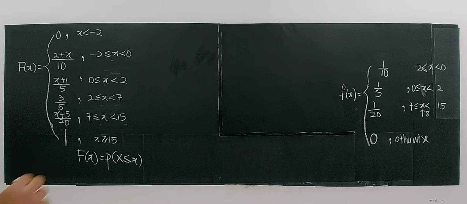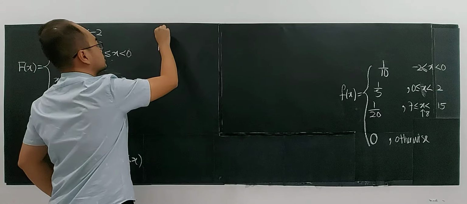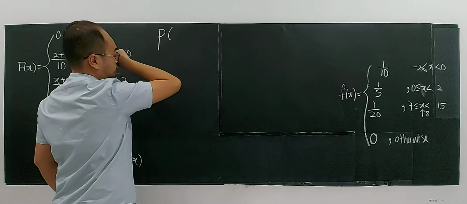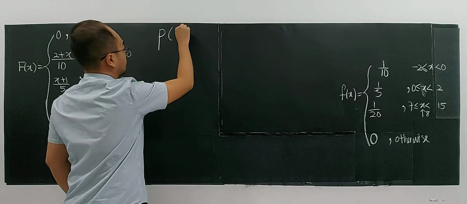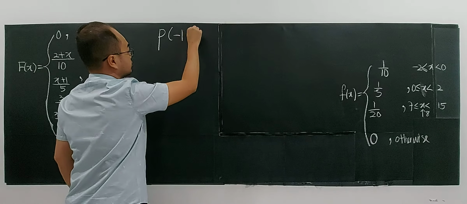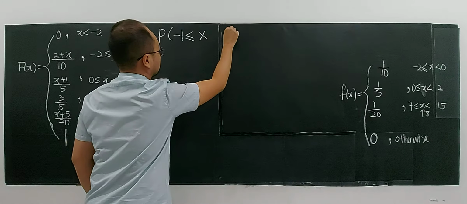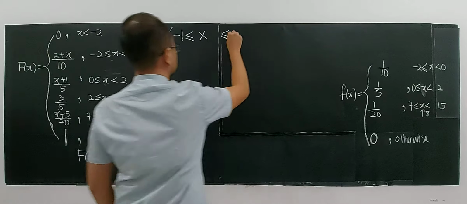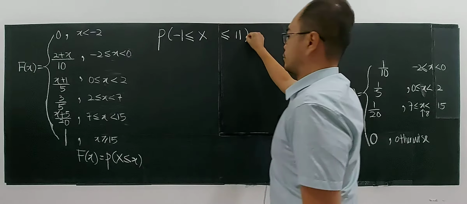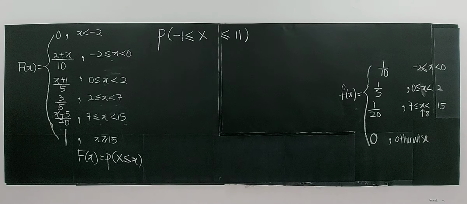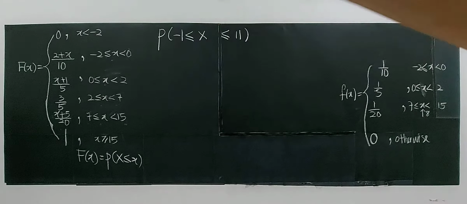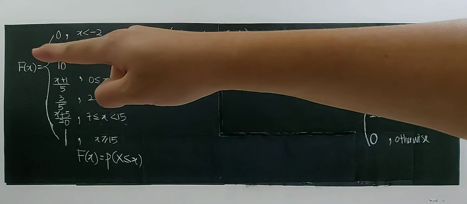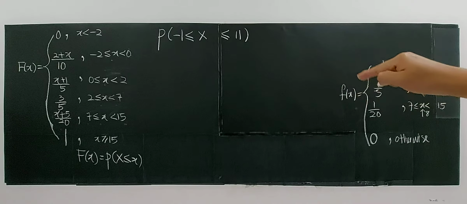All right, I give you another case. If you want to find the probability of x between -1 and 11, what is the difference when you're using the cumulative distribution function and using the density function?